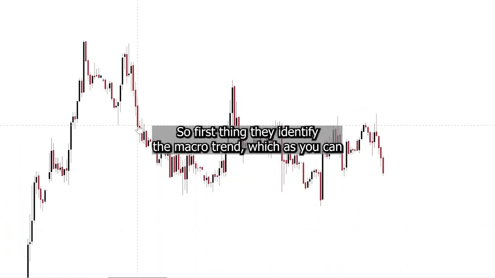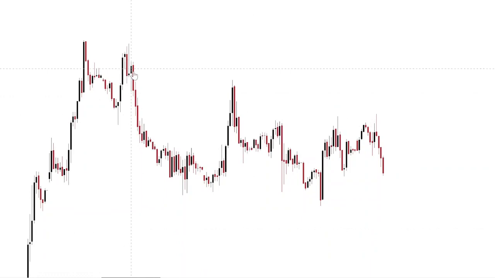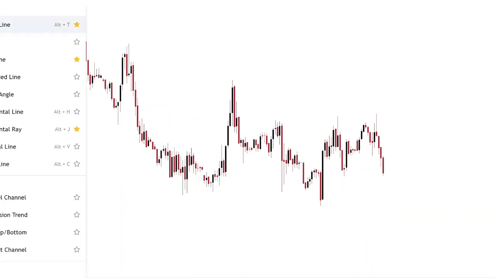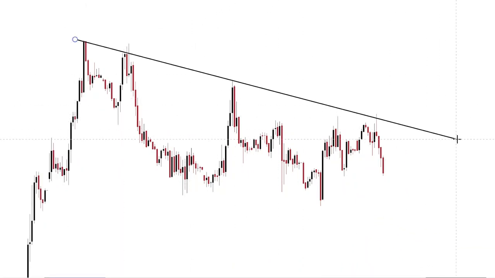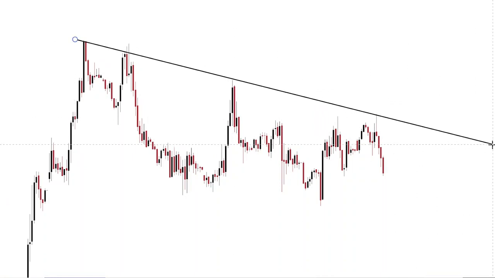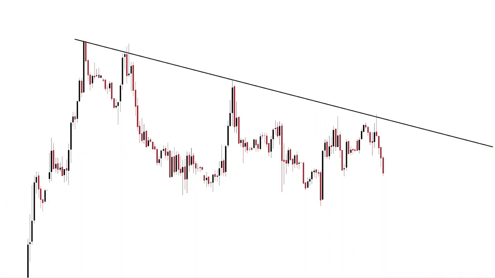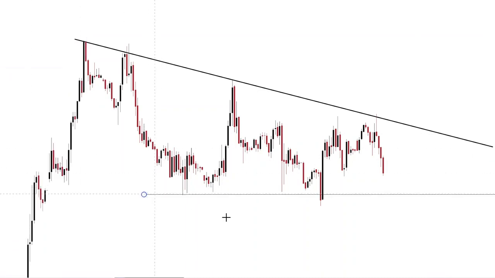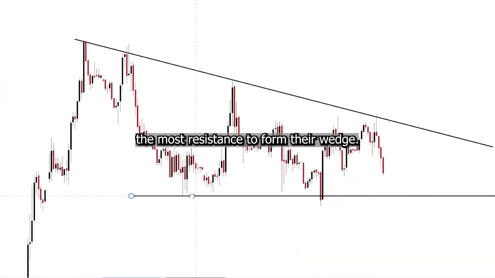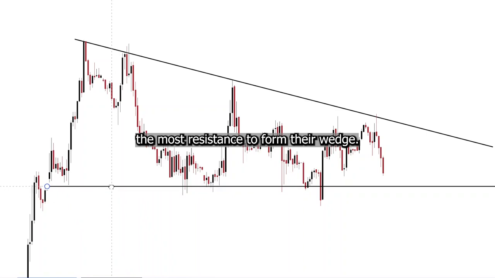First thing they identify is the macro trend, which as you can see here is bearish, price making lower lows and lower highs, lower lows and lower highs. Now they would draw their trend line. They would look at where price is making the most resistance to form their wedge.